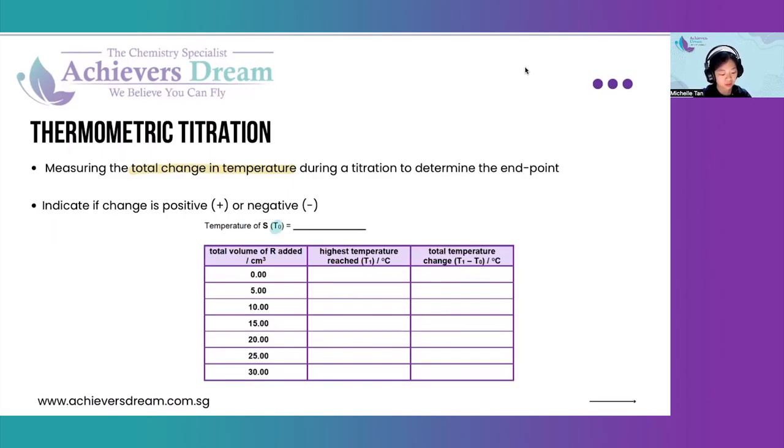We can record our data in such a format where, first of all, we are recording the initial temperature. This will usually be of our analyte, which is placed in a beaker or in a styrofoam cup, before any of the titrant has been added from the burette. So when we record the initial temperature, afterwards we can compare as we add fixed volumes of the titrant.